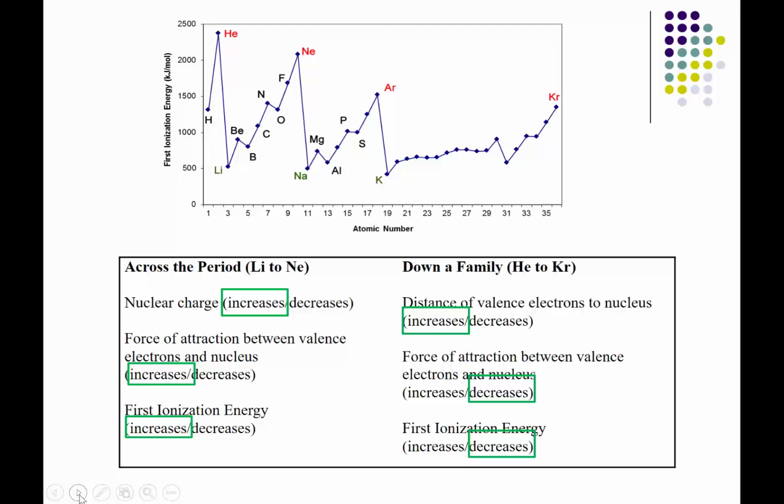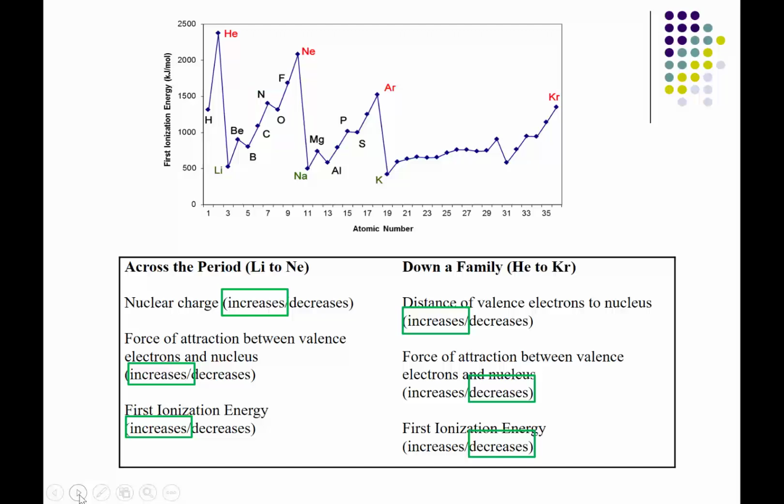I'd like to spend a little bit more time investigating some of the little quirky behavior in terms of the actual numbers. You might have noticed when you look at the graph above that going from beryllium to boron, the ionization energy in fact decreases. Or going from nitrogen to oxygen, the ionization energy in fact decreases as well.